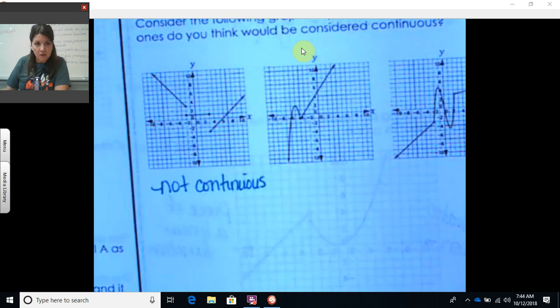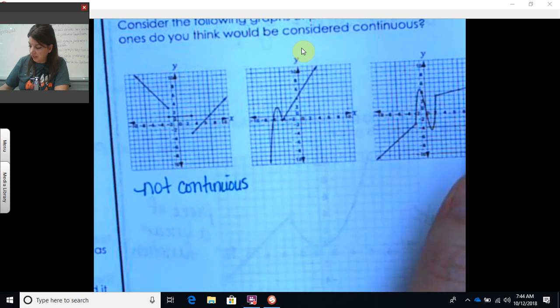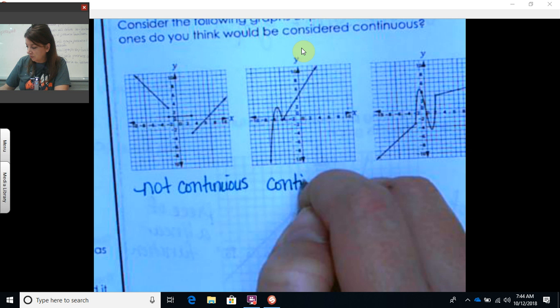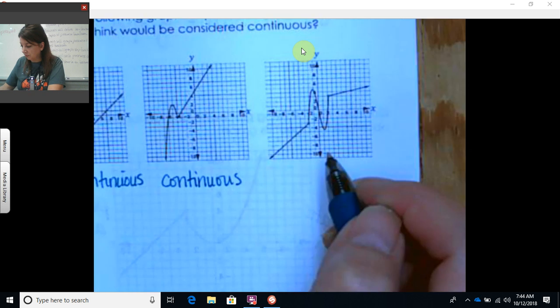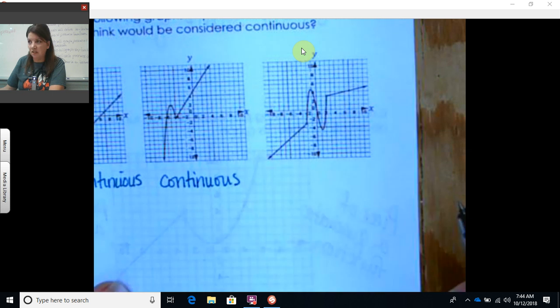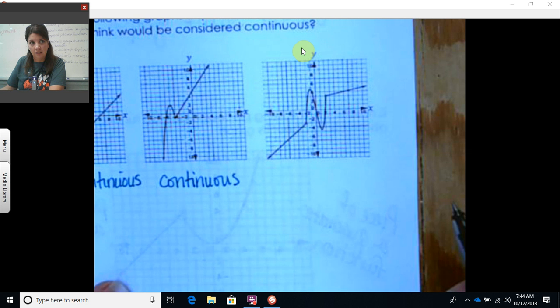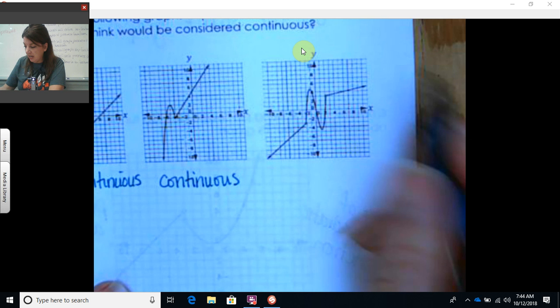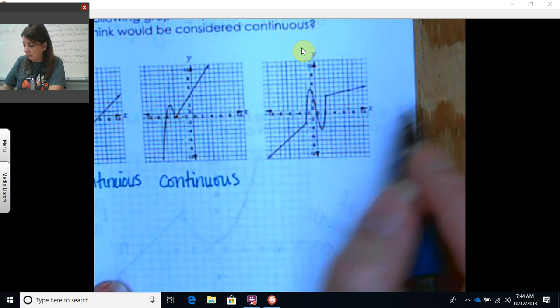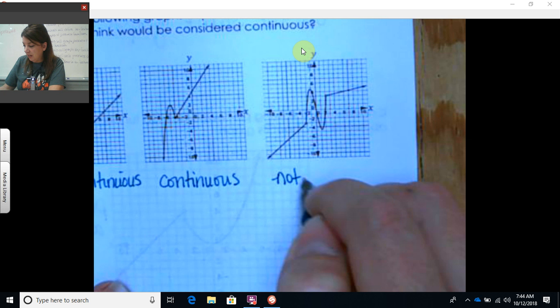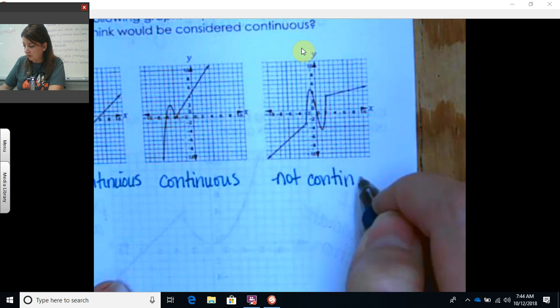I feel like everyone said the middle one was continuous, and that is correct. It is continuous. But there was some discrepancy on the last one. Do you think that one's continuous? I see a no and I see some yeses. I said no before because it has the open circles. You are exactly correct. It is not continuous because it has the open circles, okay? If those circles would have been closed, it would have been continuous.